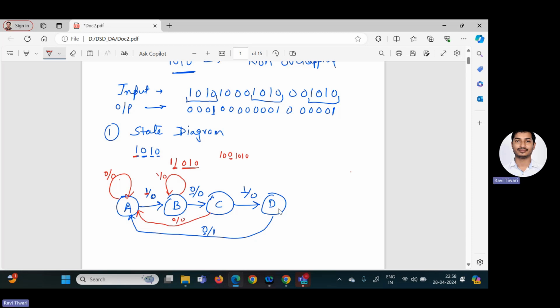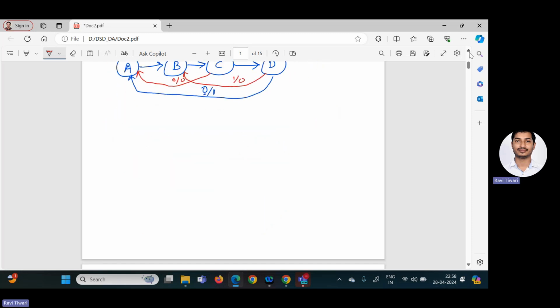Now, if you are in state D, that means we have 3 bits correct, that is 101, and I was waiting for 0. If I get 0, I will move to state A. But what will happen if I receive 1? If you receive 1, then I have only a single bit correct, because after that I again want 0 1 0 for the correct bit pattern. So we have only a single bit correct if I get 1 after this. The single bit correct state is B, and here you will write 1 by 0. So this is the complete state diagram for 1010 in case of non-overlapping.